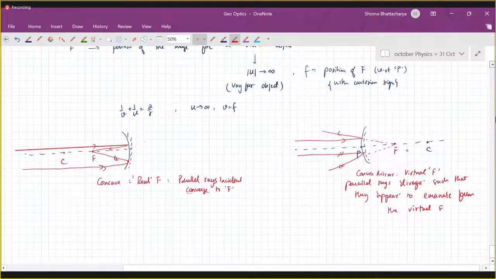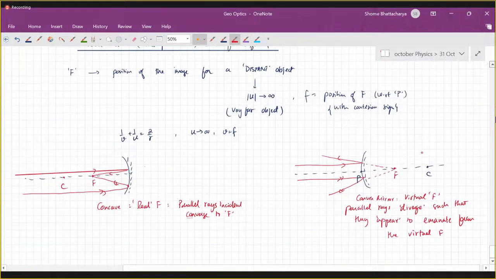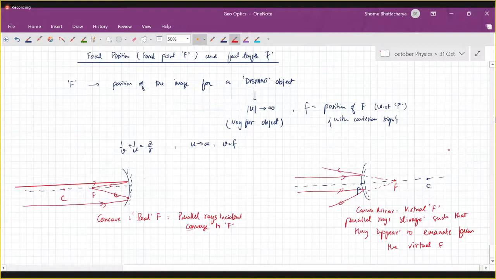Okay. So F is equal to R by 2 implies that the distance PF is half of the distance PC here. Again here F is equal to R by 2 implies that the distance... but here F will be a negative quantity with our sign convention. Here F will be a positive quantity with our sign convention.